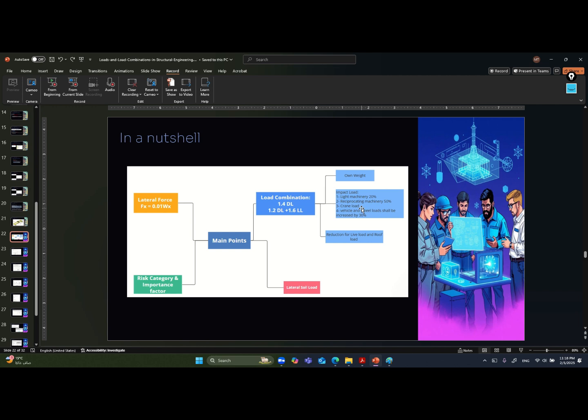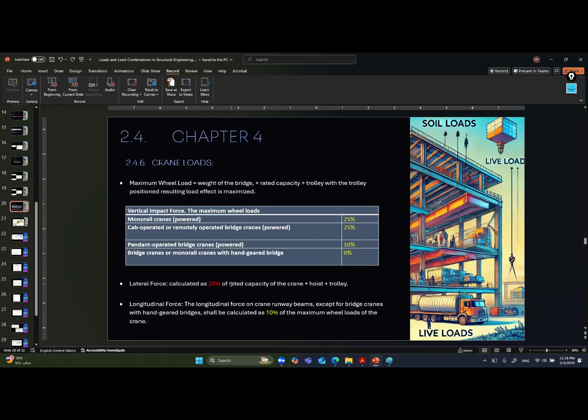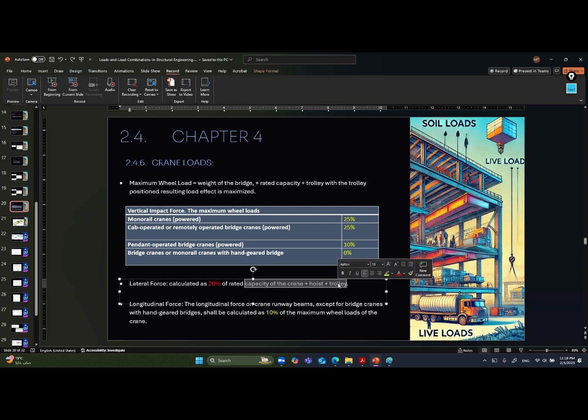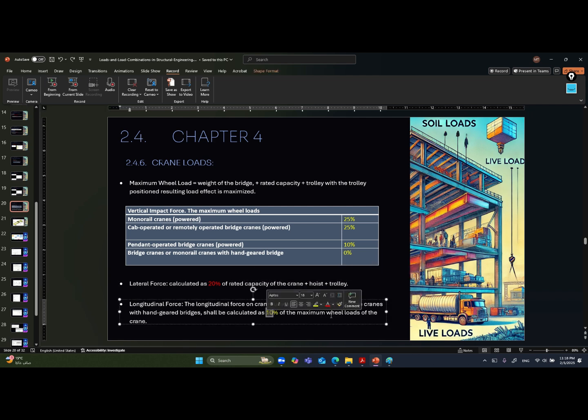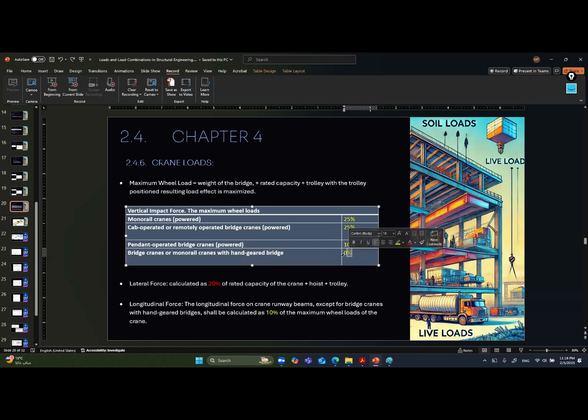Crane load, don't forget about the crane load, as we mentioned here. The 20% doesn't include the own weight of the bridge. The 10% includes the maximum wheel load. Okay, and it depends if the bridge crane is hand geared. If it mentions that it is hand geared, then there will be no vertical impact. It is very important, because the impact will be zero if it is hand geared.